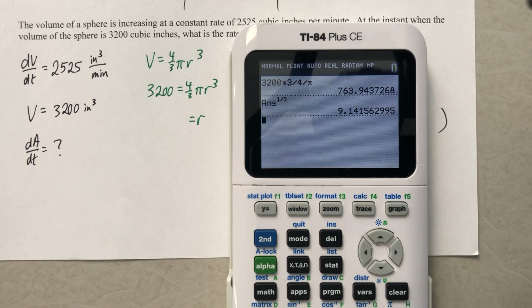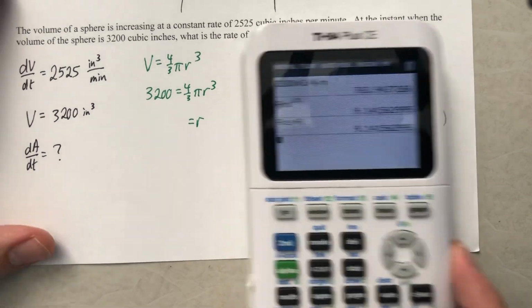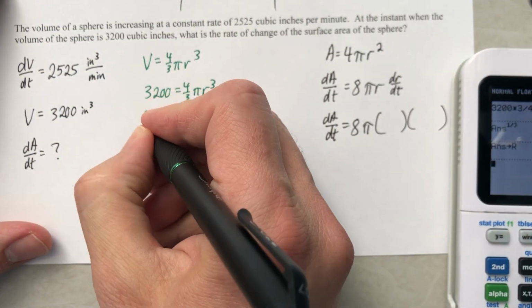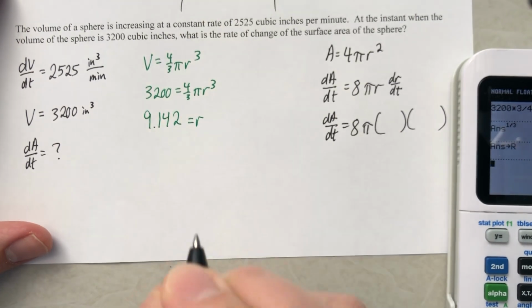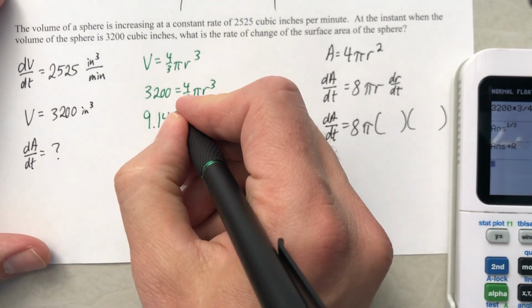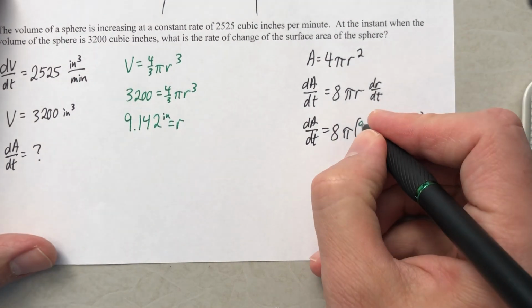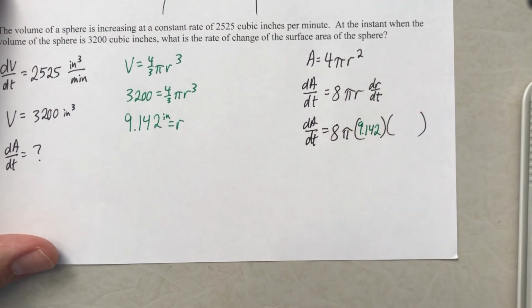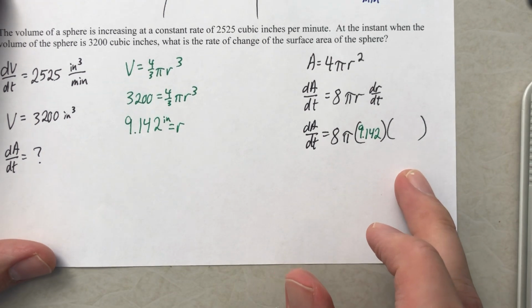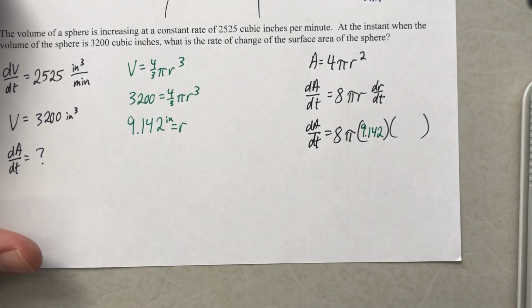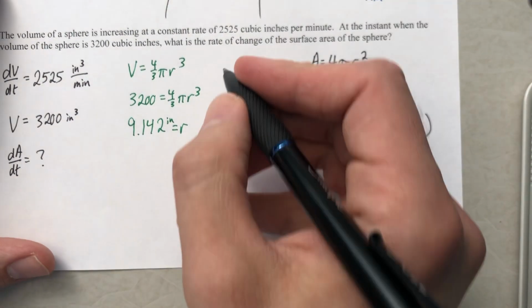There we go. The radius, which I will now store as r, is 9.142. 9.142 inches, if you want to get technical. All right, fantastic. 9.142, also known as r. I still don't know dr/dt. Man, got to do a little more calculus. Never should complain about that.